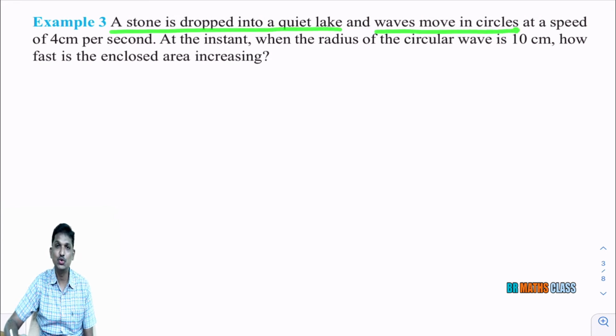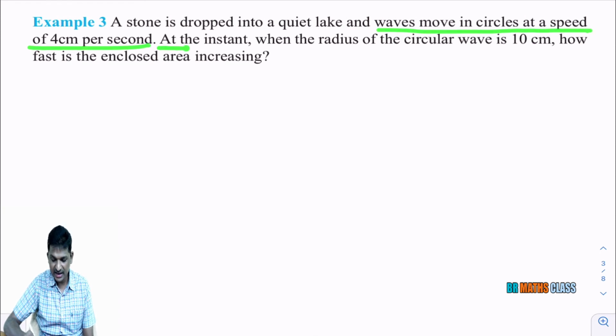That means when you throw a stone into a quiet lake, waves are formed in circle form, right? Waves move in circles at the speed of 4 centimeter per second. This is important information they given. I'll explain while writing the solution.